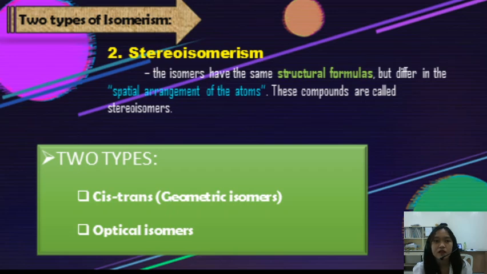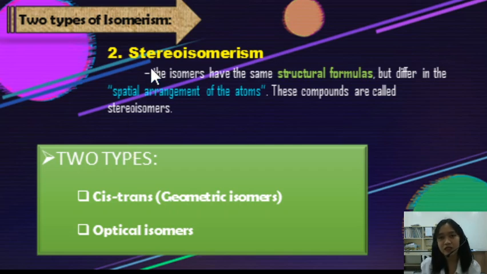Next. Okay, so the second type of isomer is stereoisomerism. So ito yung lesson natin. This is what our lesson is all about. Stereoisomerism. So when you say stereoisomerism, the isomers have the same structural formula but differ in the spatial arrangement of atoms. So ito same sila ng structural formula, pero nagkakaiba sila sa spatial arrangement of atoms. So mamaya makikita nyo kung anong binabanggit dyan sa spatial arrangement of atoms.